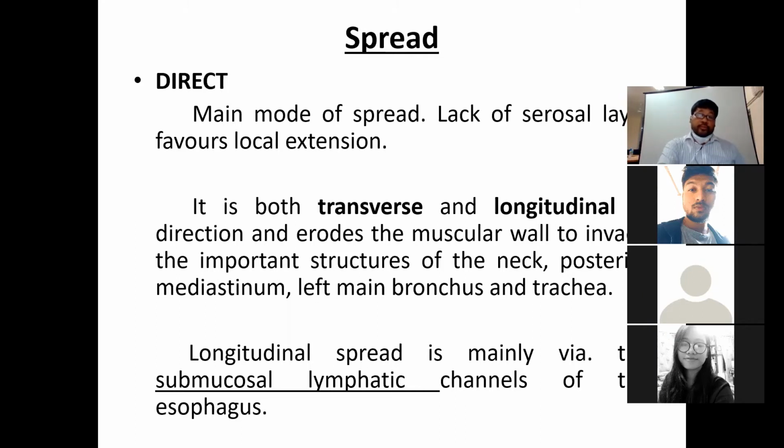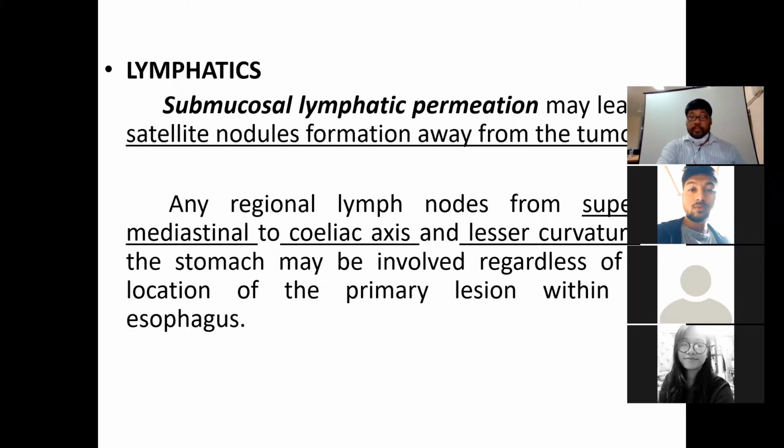The longitudinal spread mainly occurs via the submucosal lymphatic channels of the esophagus. So next is the lymphatic spread. Lymphatic spread occurs via permeation and embolization. Submucosal lymphatic permeation may lead to satellite nodule formation away from the tumor. So there is always nodule formation away from the tumor.